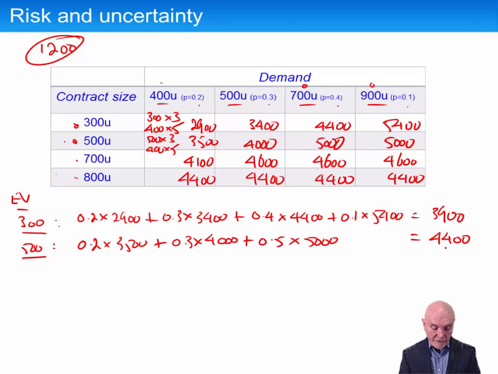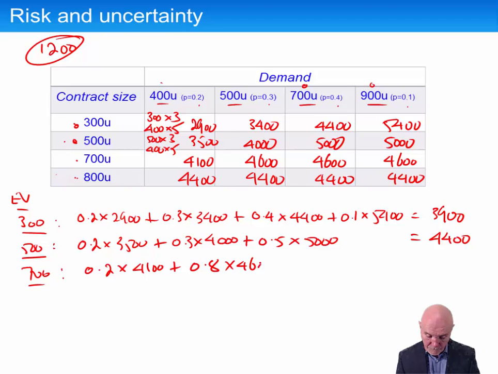The next one, he signs up to 700. So on 0.2, or 2 out of every 10 weeks, he's going to make 4,100. And all the rest are the same, so that's 0.1 plus 0.4, that's 0.5, plus 0.3, that's 0.8. That's going to come to 4,500. And then finally, very easy, the last one. Everything that happens is going to be 4,400.